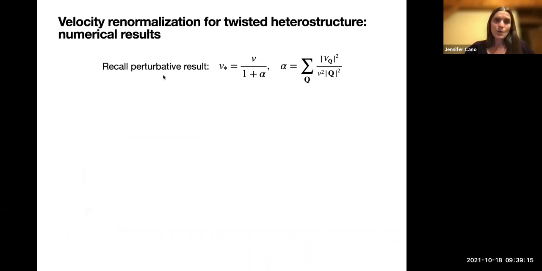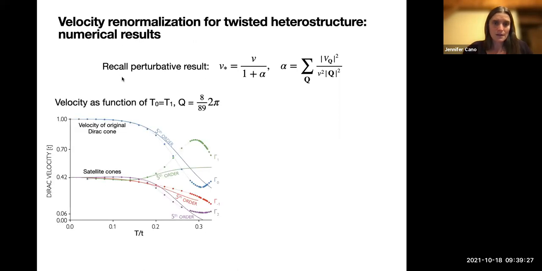So now I can show these numerical results and compare them to our perturbation theory by plotting the velocity of the Dirac cone as a function of the strength and wave vector of the superlattice potential. So this first plot is plotting the velocity of the Dirac cone for fixed wave vector, but changing this, it's really the interlayer coupling strength in our model, which is playing the same role as the superlattice potential. And so this is the original Dirac cone velocity in units of itself. So it starts out at 1.